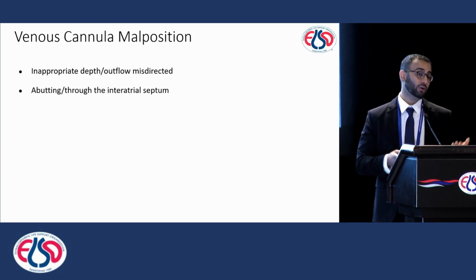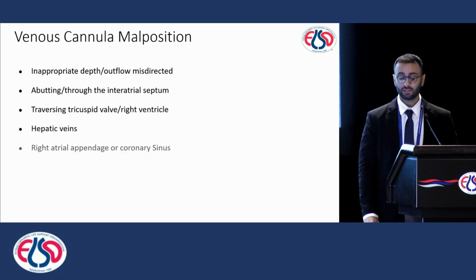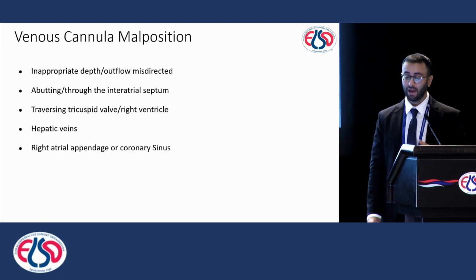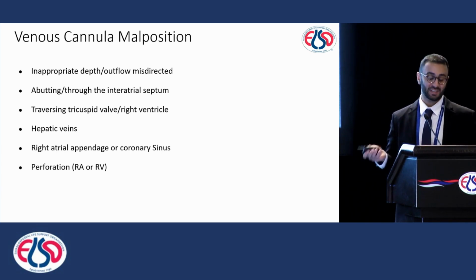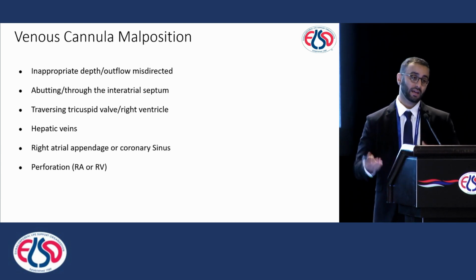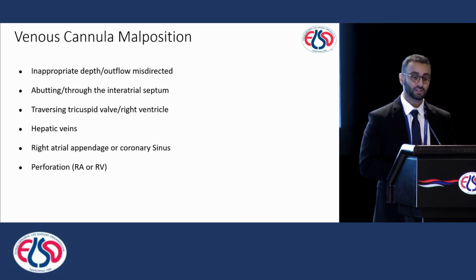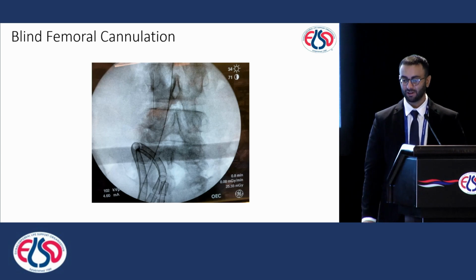We can have abutting or going through the interatrial septum. We can traverse the tricuspid or into the right ventricle, can go into the hepatic vein. So there's a lot of places this venous cannula can go and the venous guide wire can go. And if we're not able to identify that on echo, we can't alert our colleagues who are placing the cannulas that, hey, we may need to redirect the guide wire, pull it back, use a different guide wire.